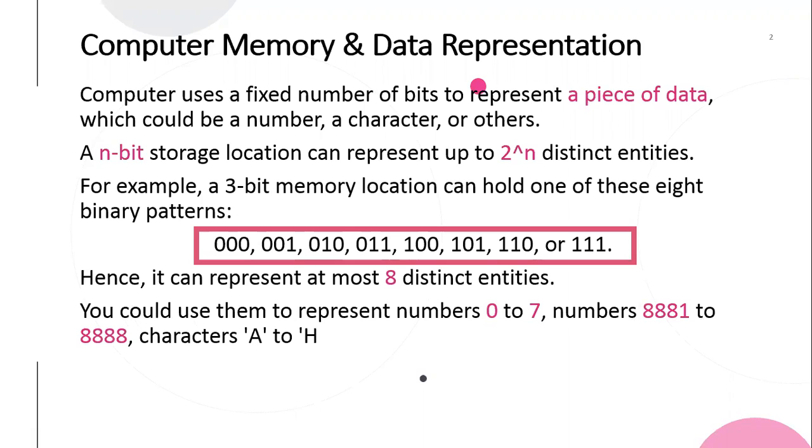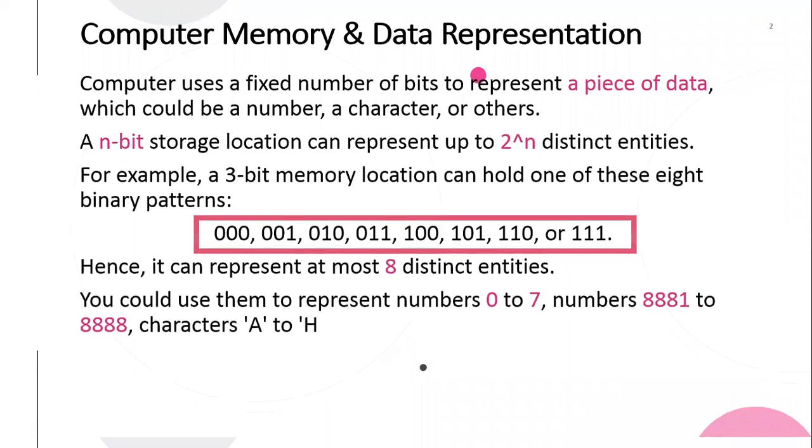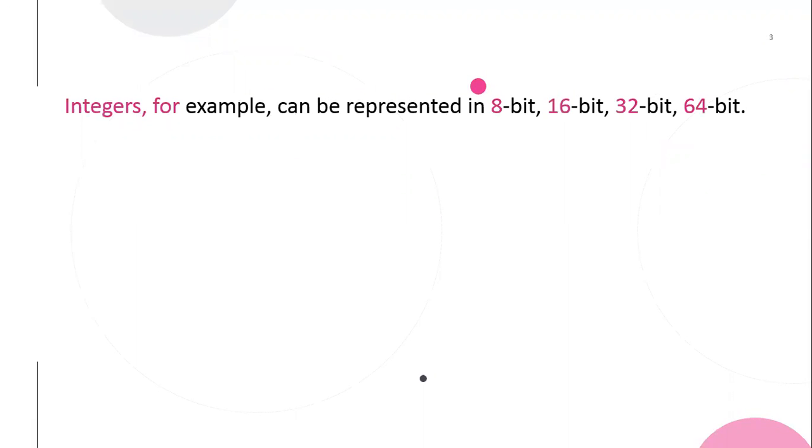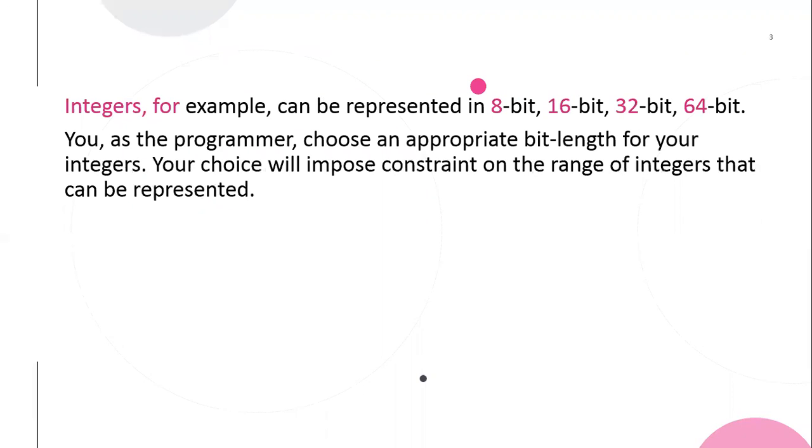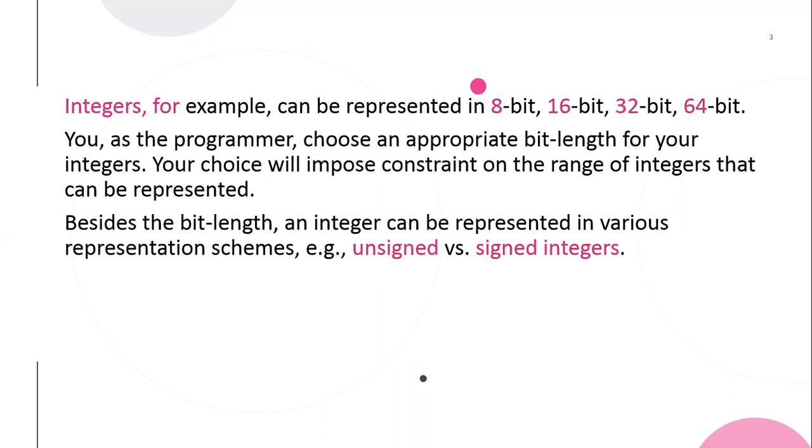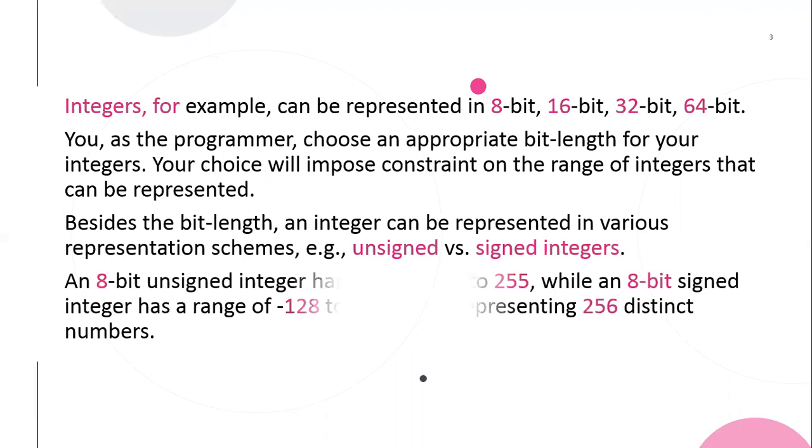You could use them to represent numbers from 0 to 7, or characters A to H. Integers, for example, can be represented in 8, 16, 32, and 64 bits. You as a programmer get to choose an appropriate bit length for your integers. Your choice will impose constraints on the range of integers that can be represented. Besides the bit lengths, an integer can be represented in various representation schemes, unsigned or signed integers. That's your choice. An 8-bit unsigned integer has a range of 0 to 255, while an 8-bit signed integer has a range from -128 to 127, both representing 256 distinct numbers.